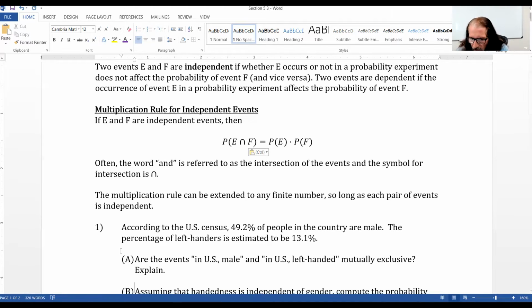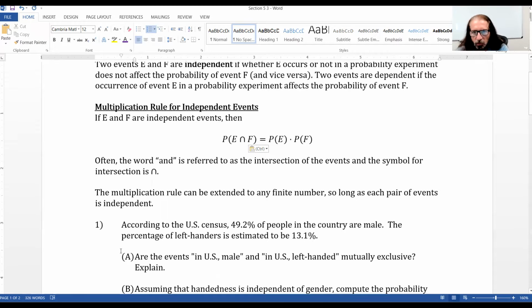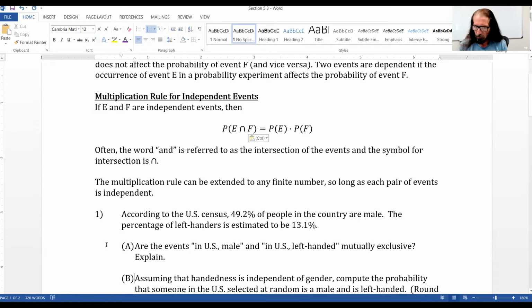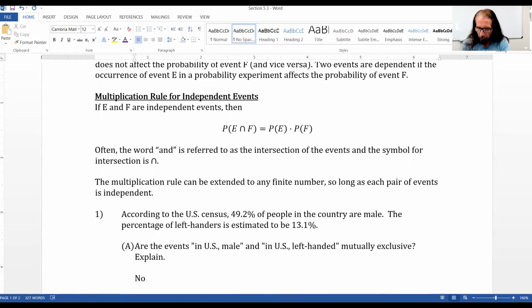Okay, so we start off with, according to the US Census, 49.2% of people in the country are male. The percentage of left-handers is estimated to be 13.1%. Are the events in the US and a male and the event in the US and left-handed mutually exclusive? Why or why not? The answer to that is no, they are not, because one can be both male and left-handed. I'm an example of that.